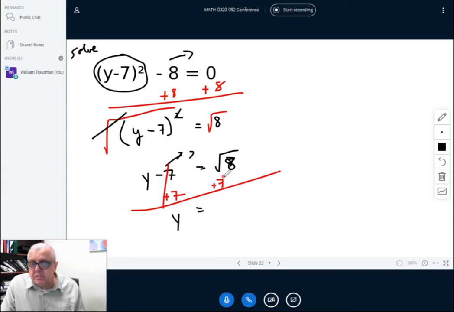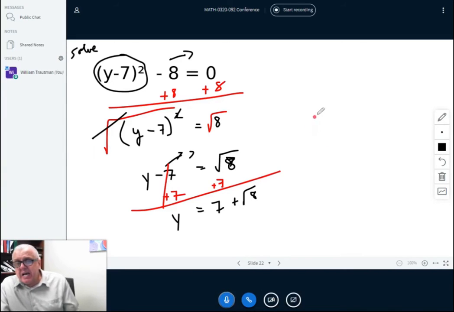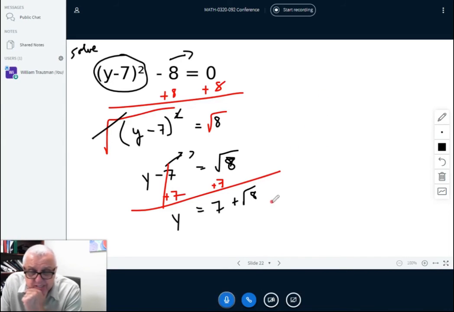And 7 is on the outside of a radical, the 8 is on the inside, so you really can't add them. You can't combine them, so we have 7 plus the square root of 8. So this is our answer. However, it's not our final answer because we always try to simplify if we can. We solved, but we need to simplify.